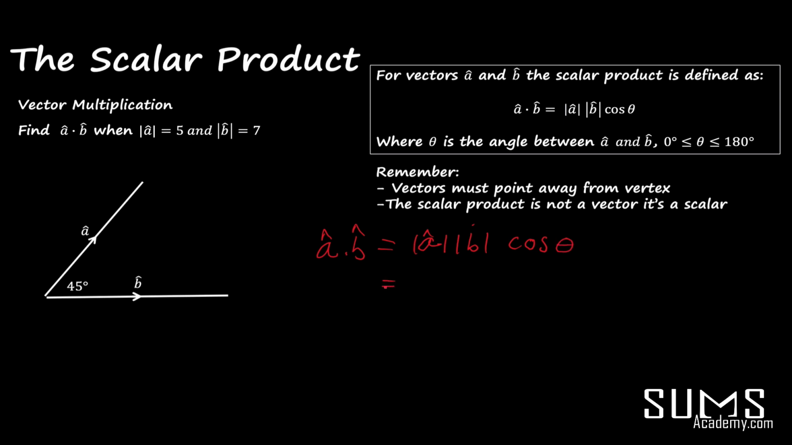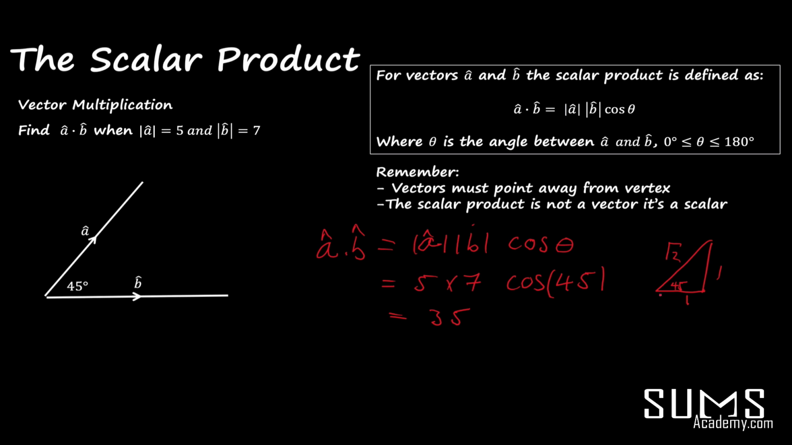So what's going to happen here? Well, 5 times 7 cos, and these are pointing away from each other, so you can just put in cos 45. It's pretty straightforward. So 5 times 7 is 35. What's cos 45? Well, some of you might have memorized this, but if you haven't, you can always just think about your triangles. This is 1, 1, root 2, it's 45 here.